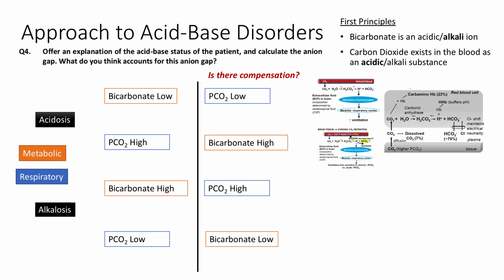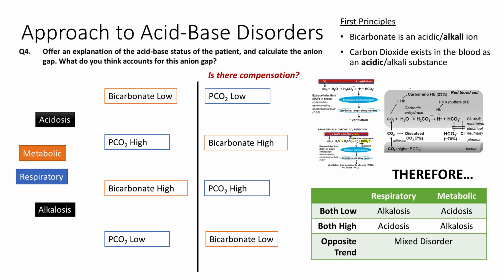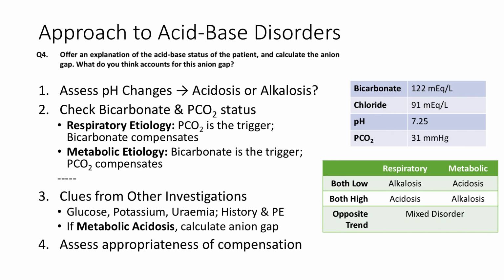The first principles are on the right, and therefore, if you look at this, if both are low, it's either respiratory alkalosis or metabolic acidosis, and if both are high, it's the opposite. You all read for yourself. So this is just a pattern that you all can take home. Any questions? Okay. So next, we have identified that the patient is currently in what kind of acid-base status?